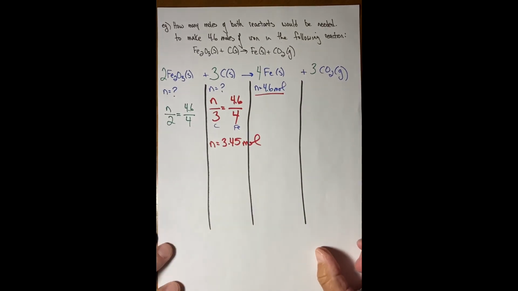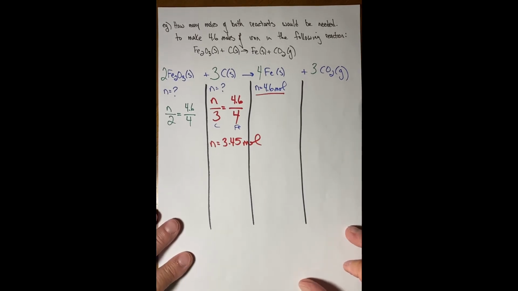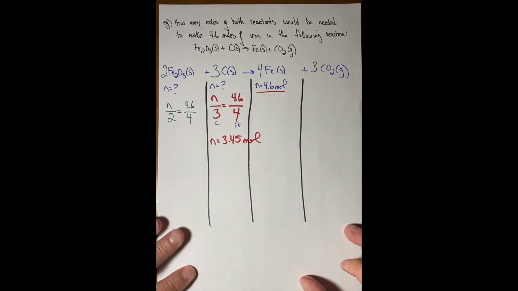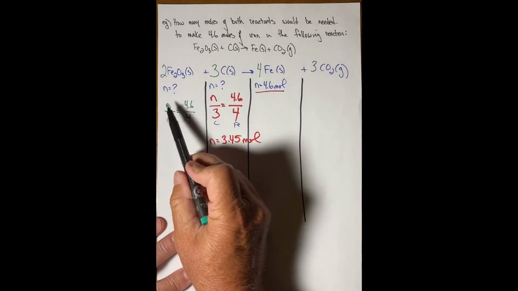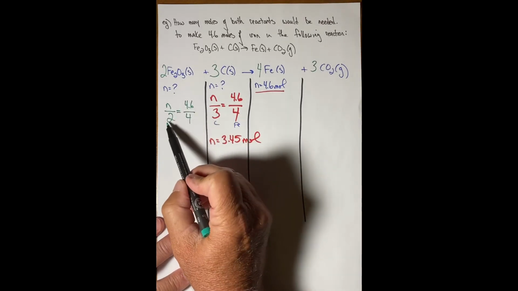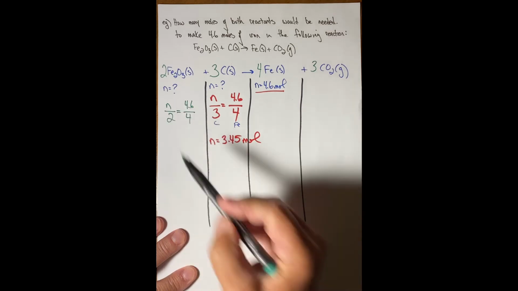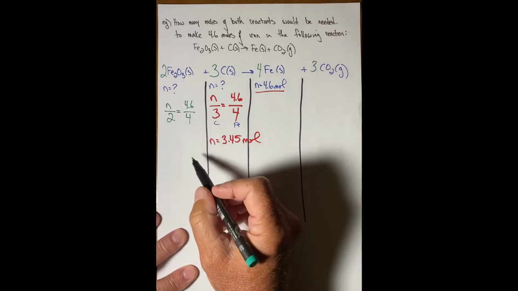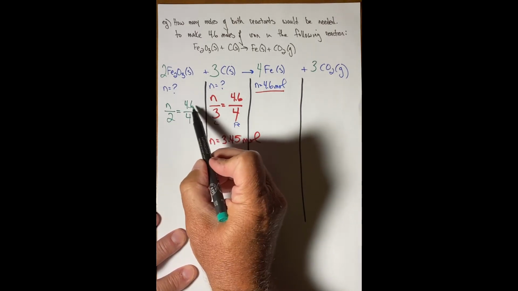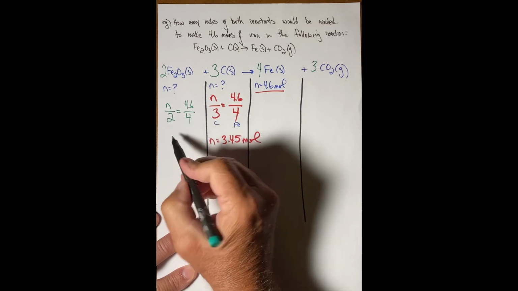And I would highly suggest you fill them in exactly like I do. If you were to watch me as your chemistry teacher solving this, I don't just go n over 2 and 4.6 over 4. I go 2 to 4, 4.6, and then n. So when I do this one, I'm going to multiply 4.6 times 2 and then divide by 4.